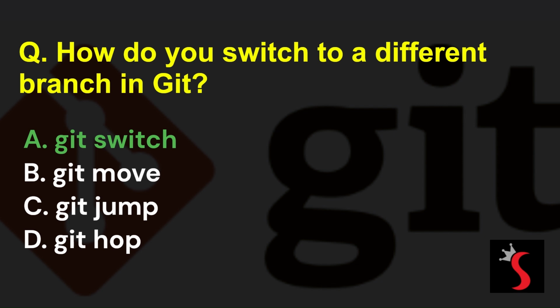Git switch, a Git command introduced in version 2.23, allows users to switch between branches in a repository, making it a more intuitive alternative to the git checkout command. If the branch doesn't exist, specify the -c option to create it before switching.